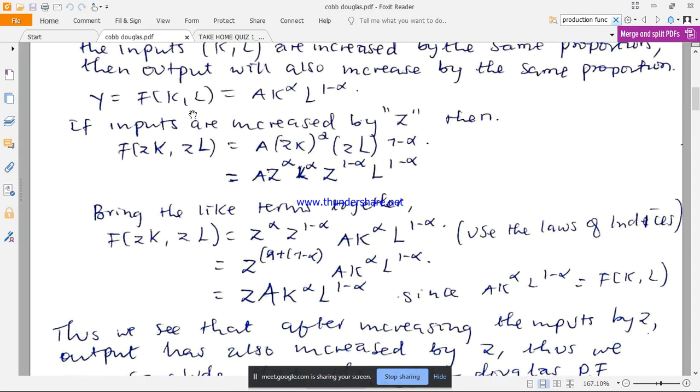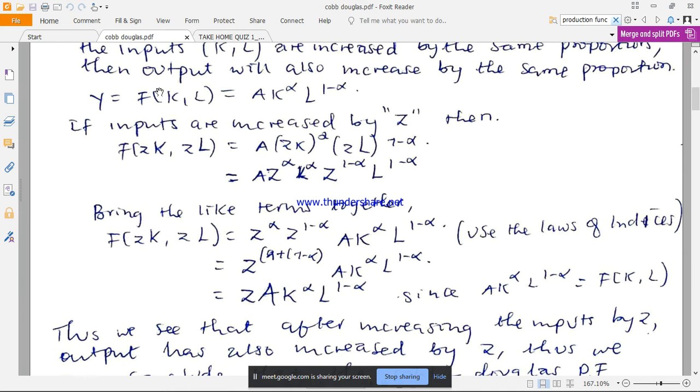If after doing all this we find that we have, let's say, a negative Z here, then we know that it has decreasing returns to scale. If after doing all this we find that the final answer is increasing more than Z, let's say if we had Z raised to the power 2, then we conclude that this whole thing has increased more than what was expected. Then this would say that it exhibits increasing returns to scale.